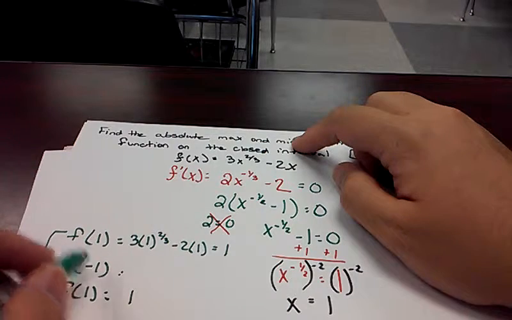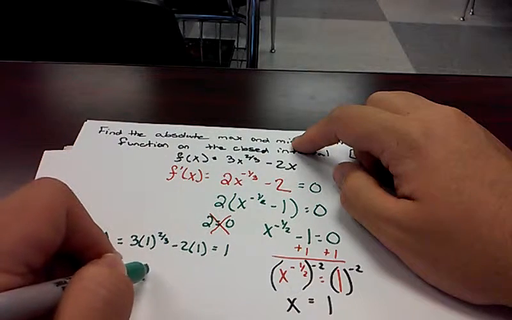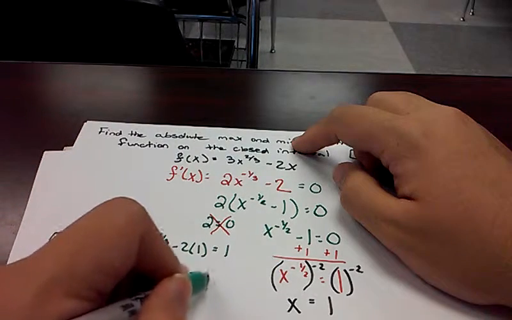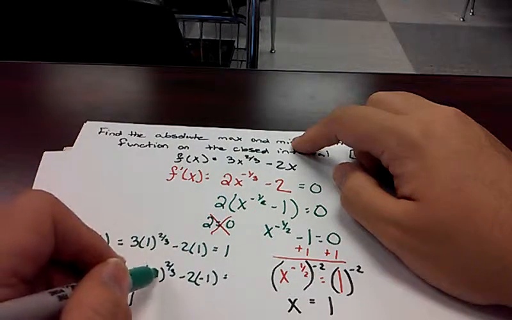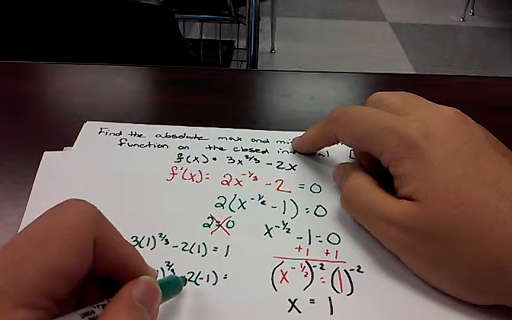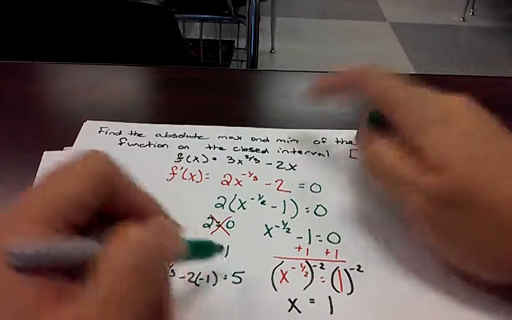And then -1, if I plug in -1, 3 times -1 to the 2/3 minus 2 times -1. -1 to the 2/3 is also 1. 3 times 1 is 3. -2 times -1 is +2, so 3 plus 2, that gives me 5.